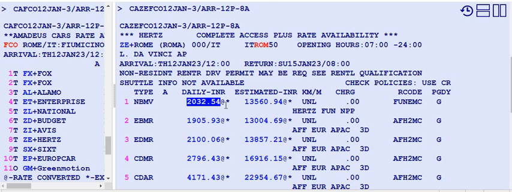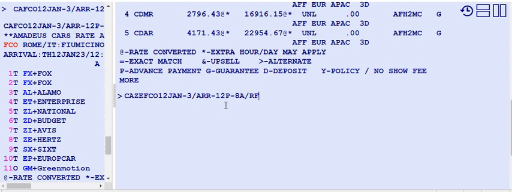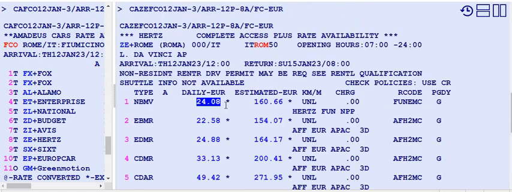We can find the information of the tariff in a foreign currency as well, like we may need to pay in euro in Rome. That's why you may try to find the information in euro currency as well. To the same entry at the end, just put FC, which stands for foreign currency, dash EUR, and the information will be given in euro currency. Here it says the daily rate for the first car is 24.08 euro. The total estimated cost for these 4 days would be 160.66, and unlimited mileage is there. That means there is no limitation to the number of miles you are traveling.